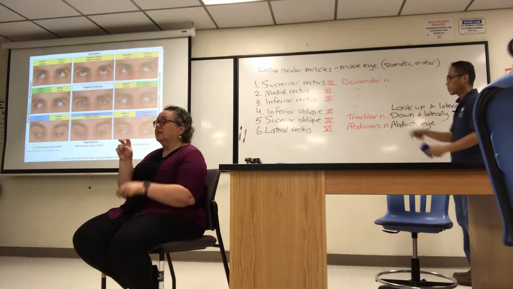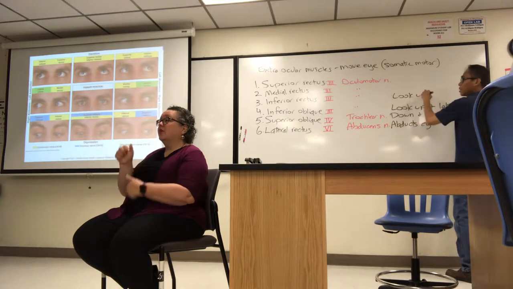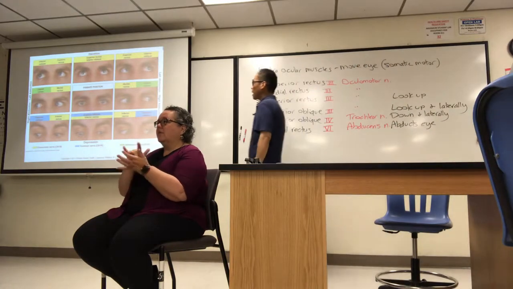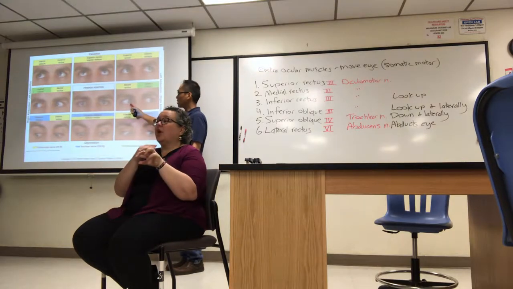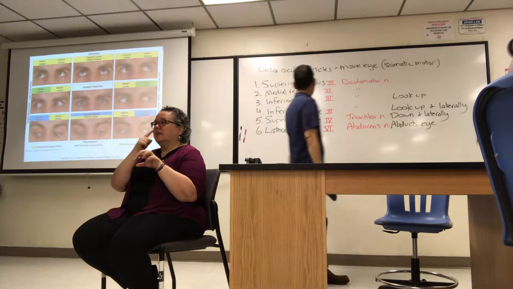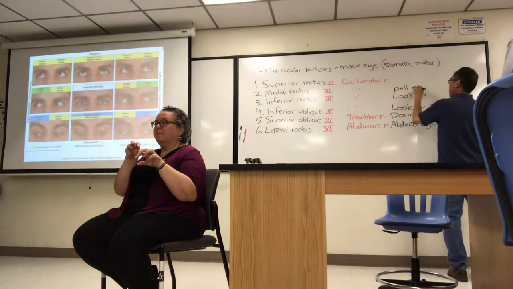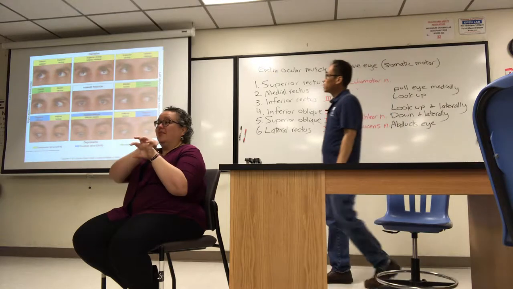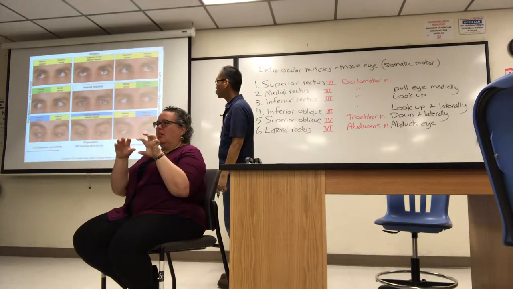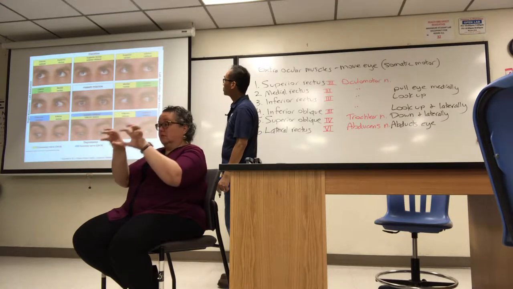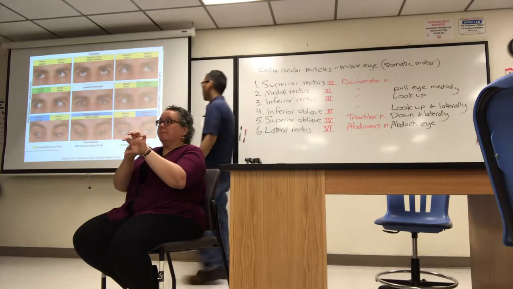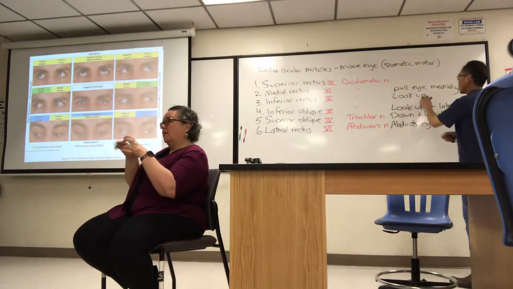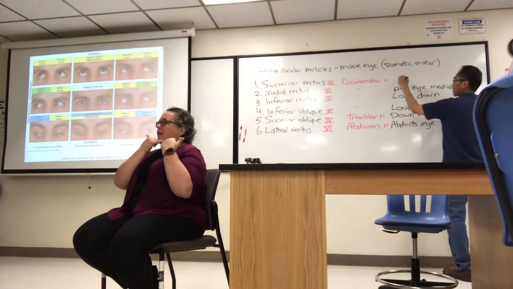The inferior rectus just helps you look up. The medial rectus will pull your eyeball inwards. So as lateral rectus abducts this eyeball, medial rectus adducts this eyeball. Pull eye medially. Oh, I messed up. The inferior rectus helps you look down, and superior rectus helps you look up.